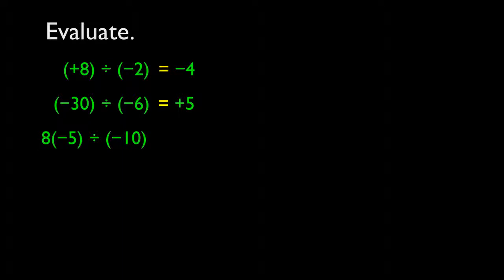So now this one is a little bit more complicated. We've got 8 times negative 5 divided by negative 10. We understand that that 8 has an understood or implied positive sign in front of it. So it's a positive 8 times a negative 5. Well, I have to perform that operation before I perform the division. The positive 8 times the negative 5 gives me negative 40. And I'm dividing that result by negative 10. Well, a negative divided by a negative has to be positive. 40 divided by 10 is 4. So I write positive 4, or just plain old 4.